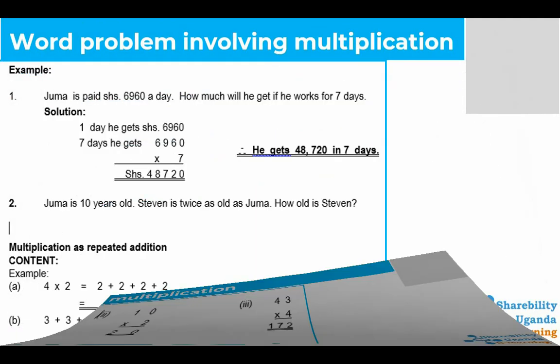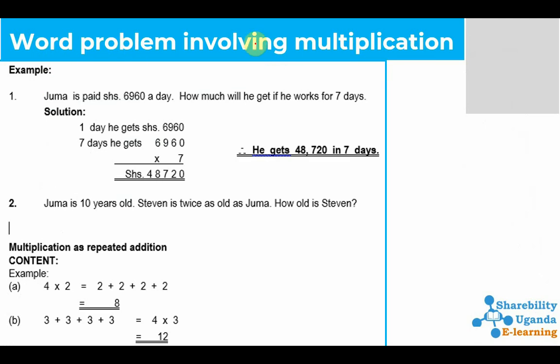Okay? Now we are going to deal with the word problem involving multiplication. Here they mean you'll be given statements, but they want you to use your knowledge of multiplication. So we have a question here. They are saying Juma is paid shillings 6,960 a day. Then how much will he get if he works for 7 days? How much will he be able to get?